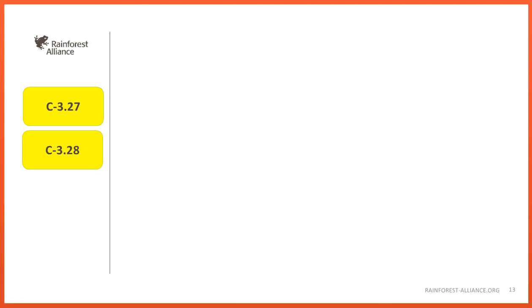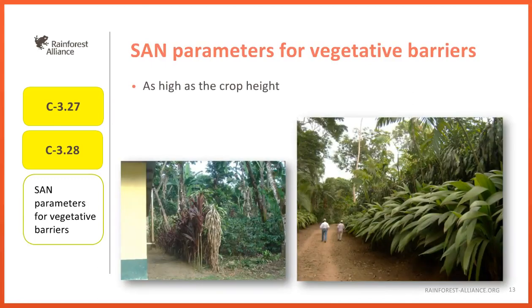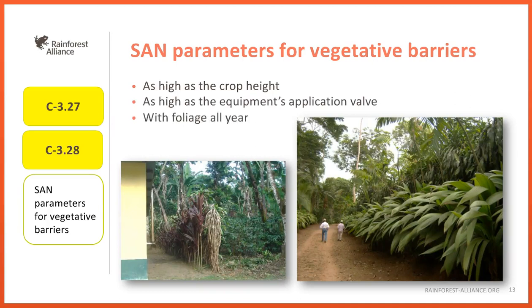Another management technique is to establish vegetative barriers. The SAN has established specific parameters for vegetative barriers. They need to be as high as the crop height, or they need to be as high as the equipment's application valve, whichever is higher. They need to be with foliage all year. They should be preferably native species.